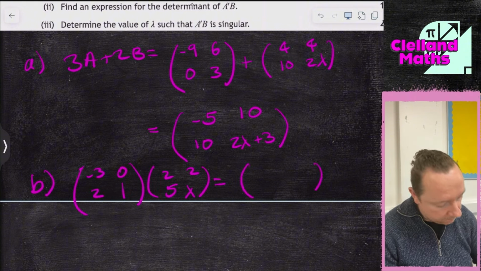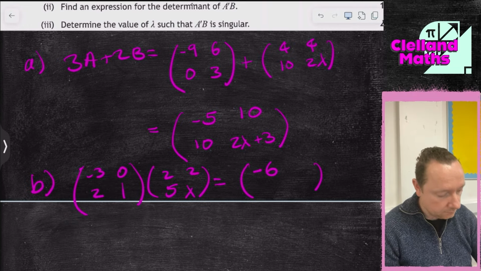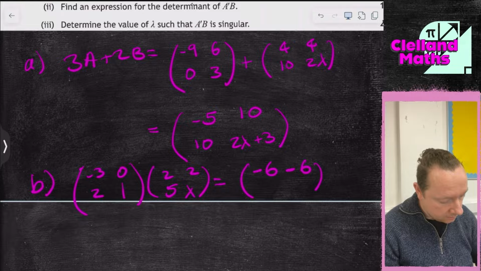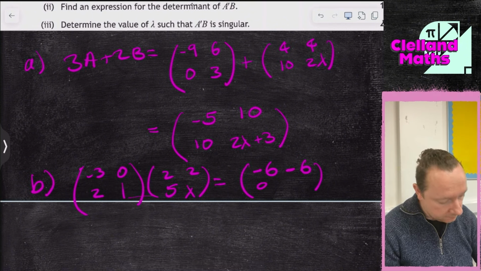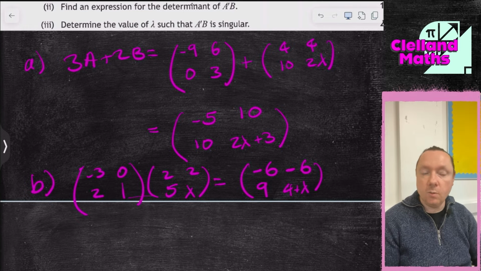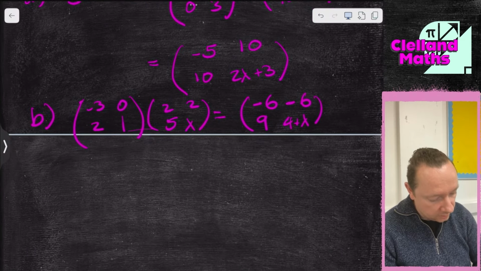So that gives me minus 3 times 2 is minus 6 plus 0. Minus 3 times 2 is minus 6 plus 0 again. 2 times 2 is 4. 4 plus 5 is 9. And then 2 times 2 is 4 plus lambda. So we get that. Find an expression for the determinant of A transpose B.